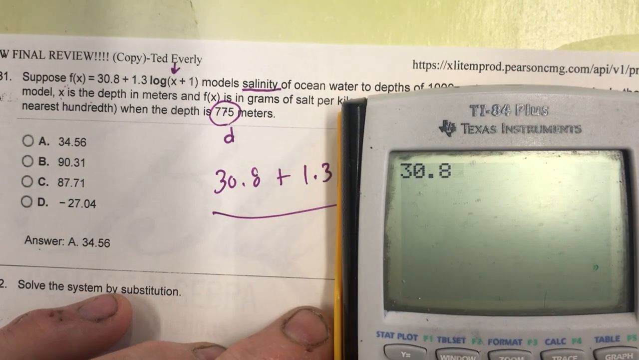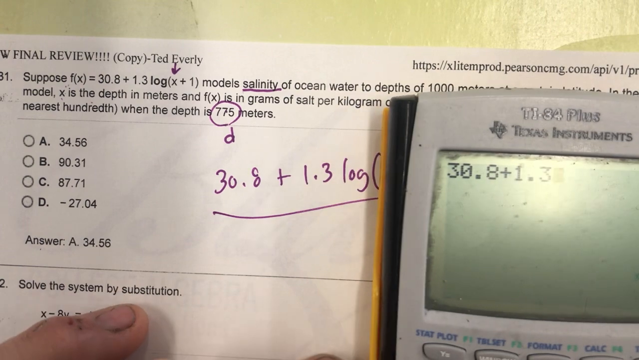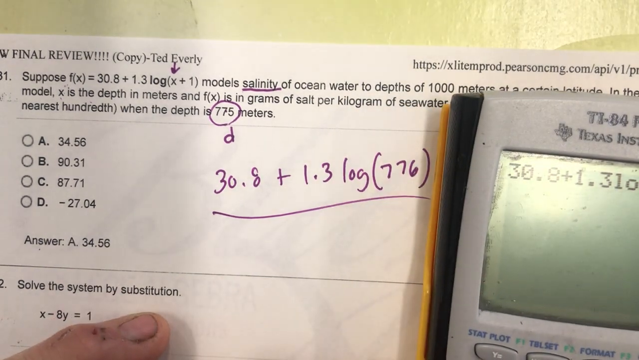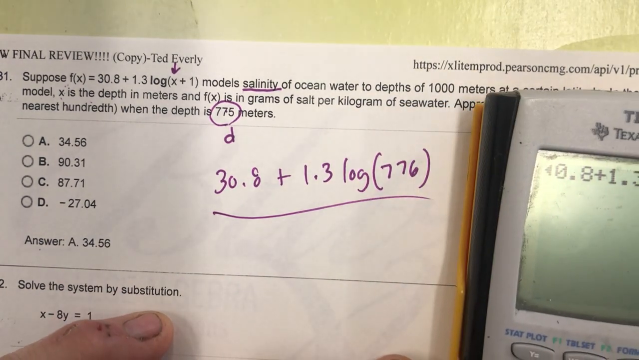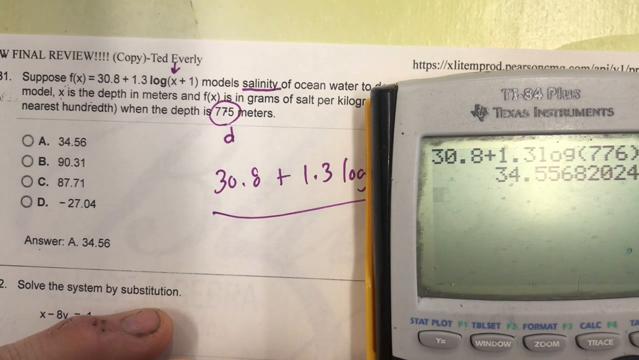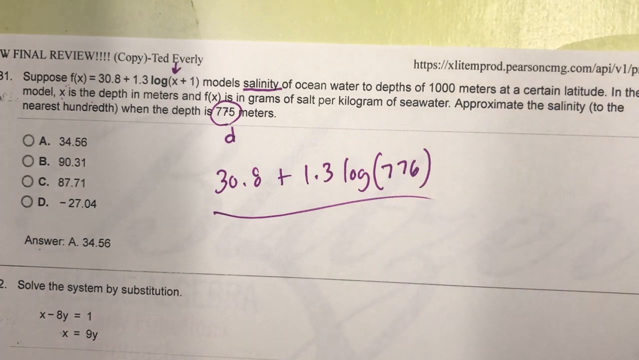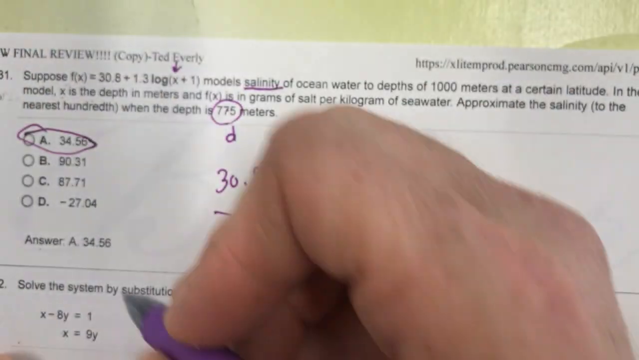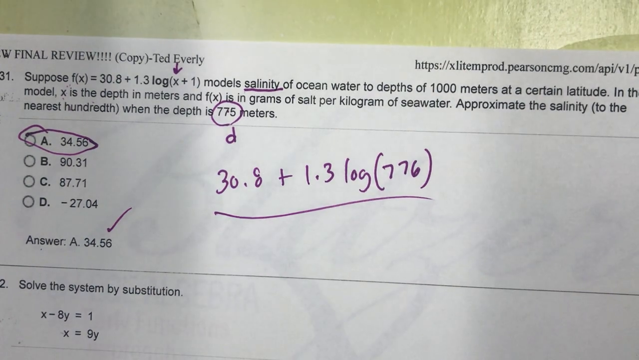30.8 plus 1.3 log 776, 34.55, which is 34.56 right here. Hey, there's my answer right there. It's in good shape.